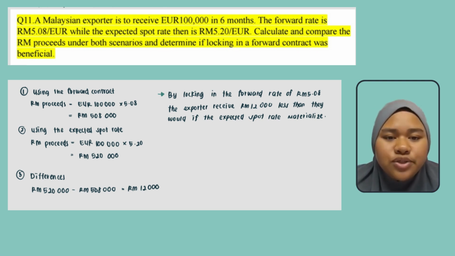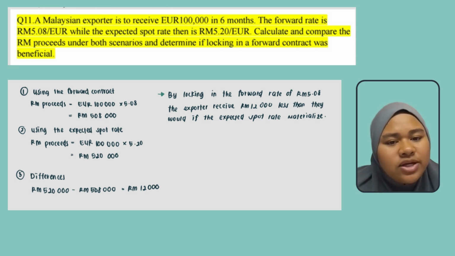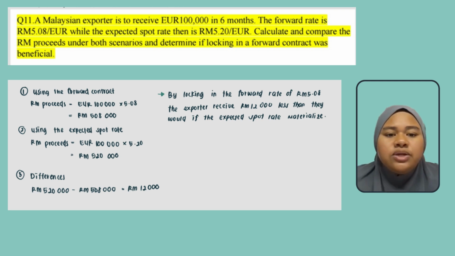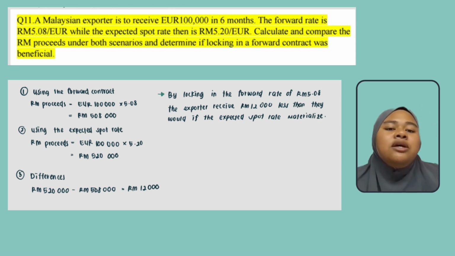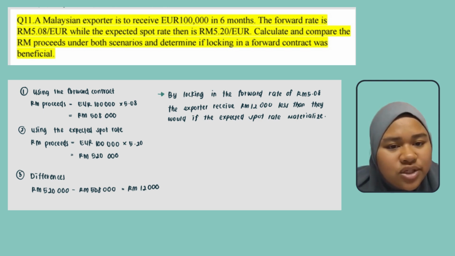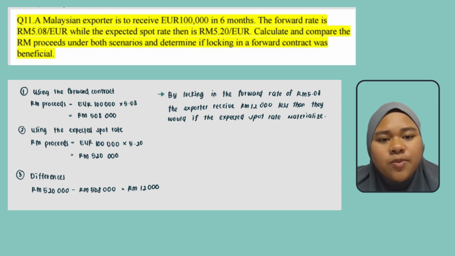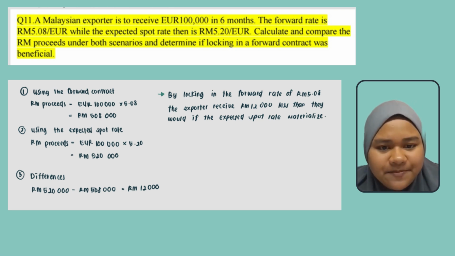By comparing the two options, with the forward contract we get 508,000 ringgit, and with the spot rate we get 520,000 ringgit. The difference between the two is 12,000 ringgit. So with the forward contract, the exporter will receive 12,000 ringgit less than if they had waited to convert at the future spot rate. In summary, from this case, the forward contract was not beneficial financially, as the exporter could have received more by waiting for the expected higher spot rate.